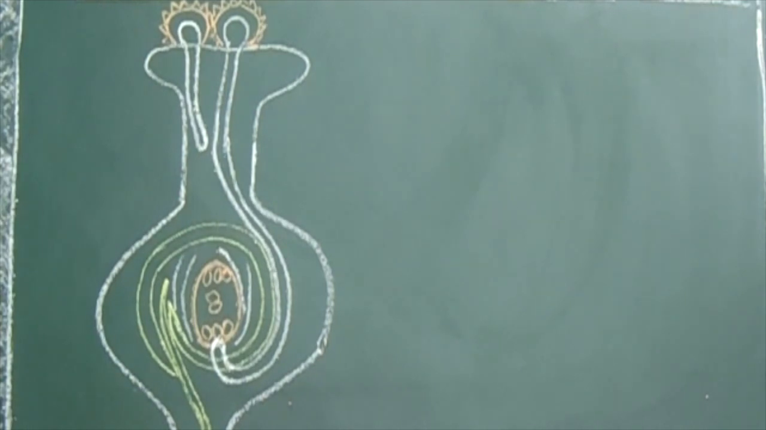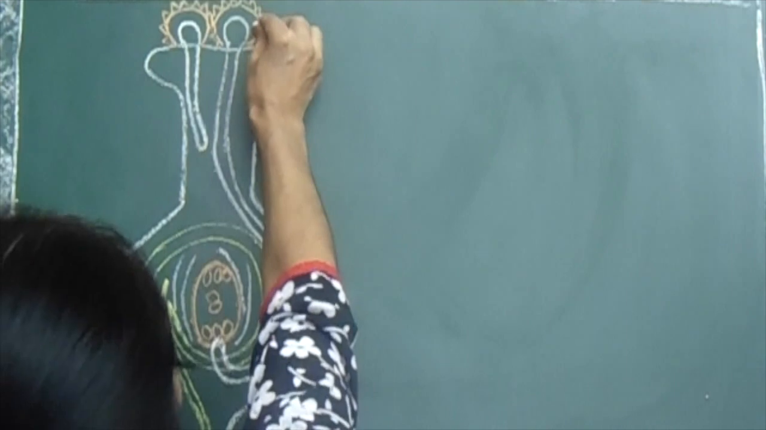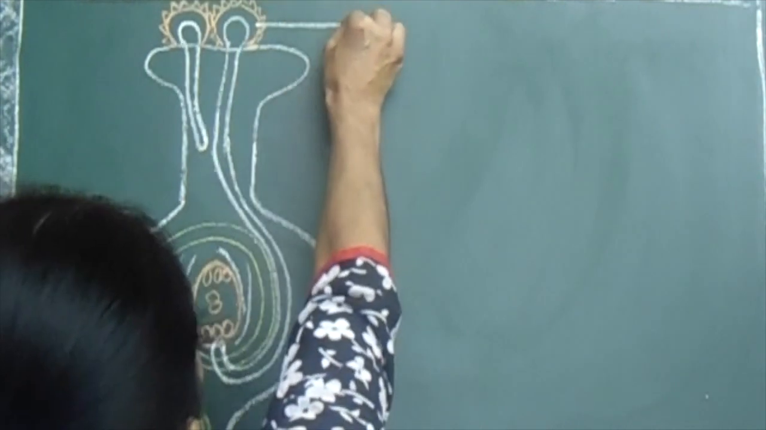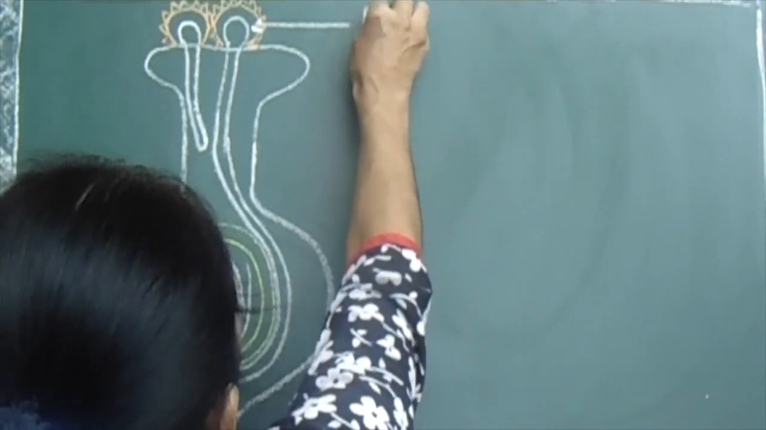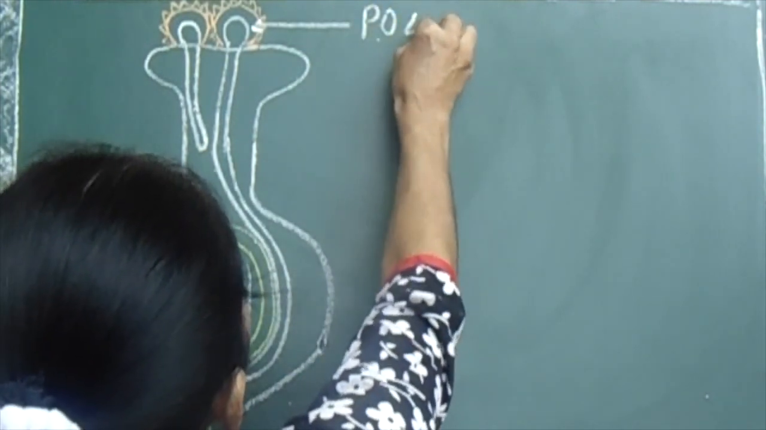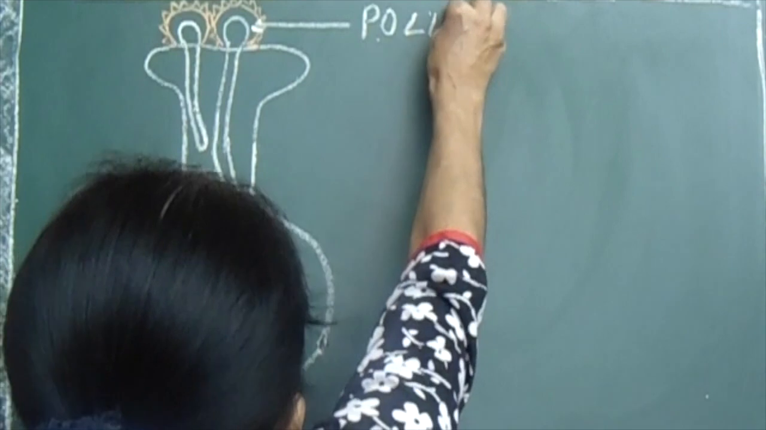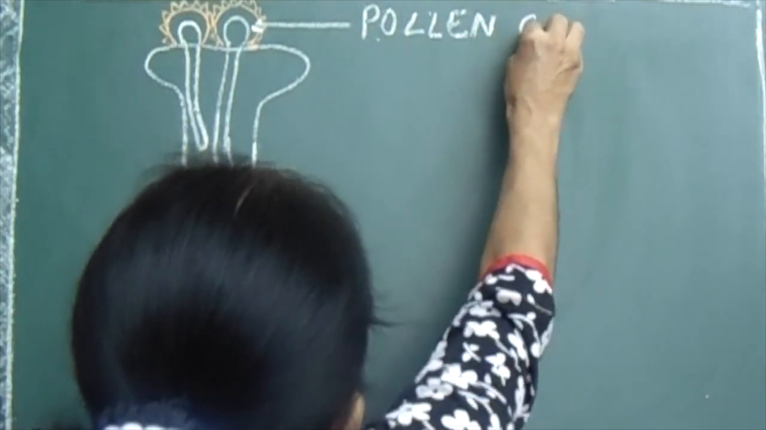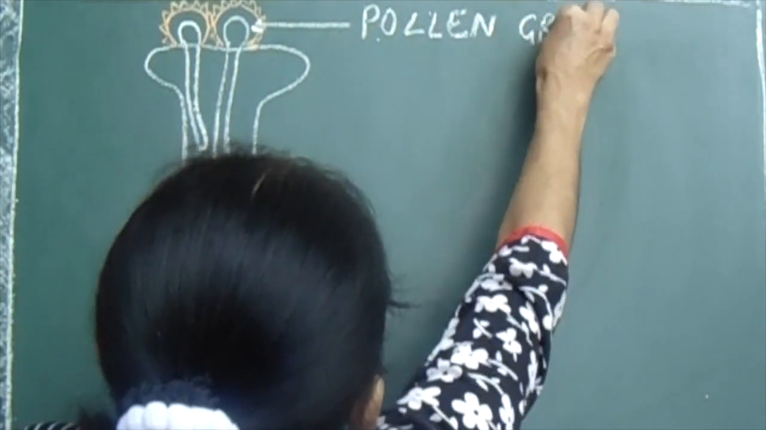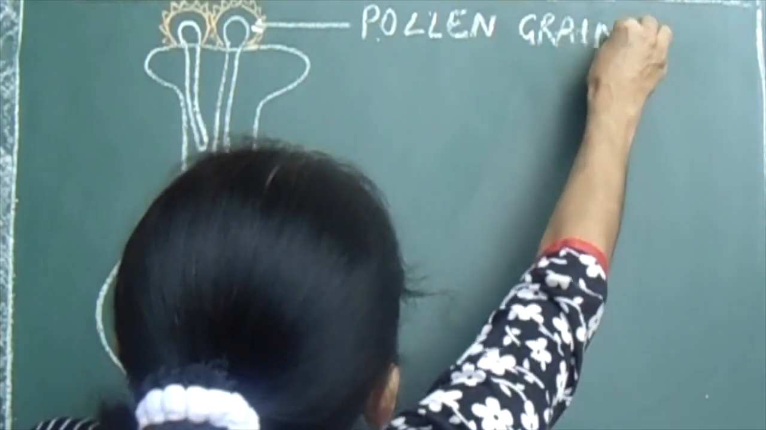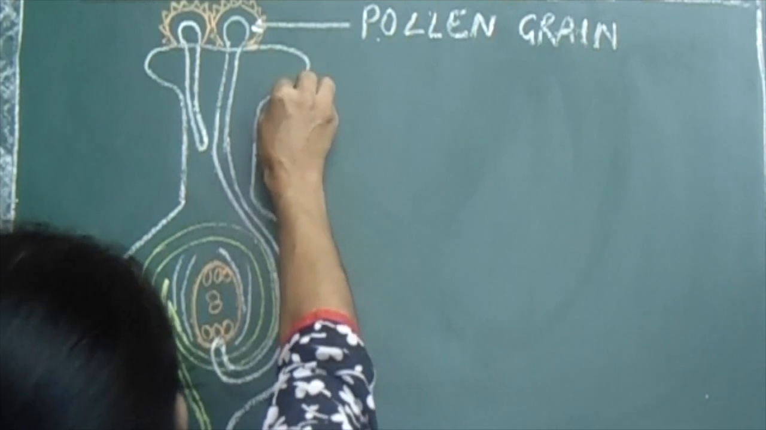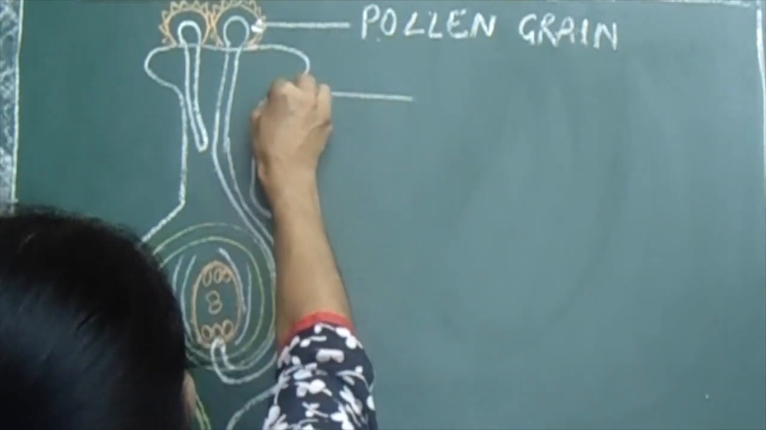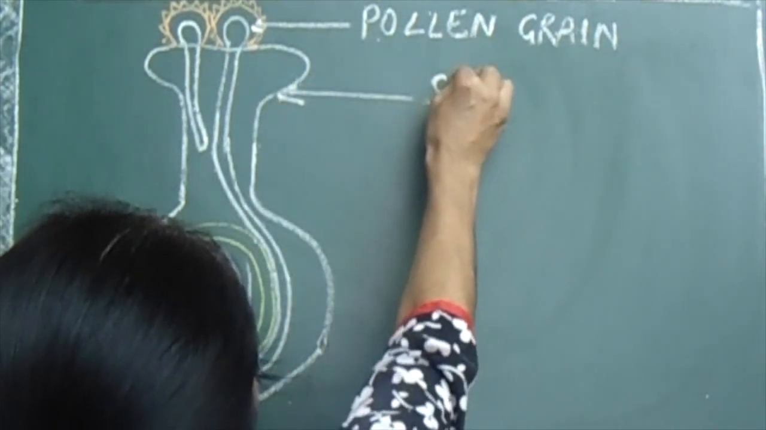Now let us try to label it. We'll label with the topmost part, the first one. What do we call it? Very good. It is pollen grain. After pollen grain, this one, we call it stigma.